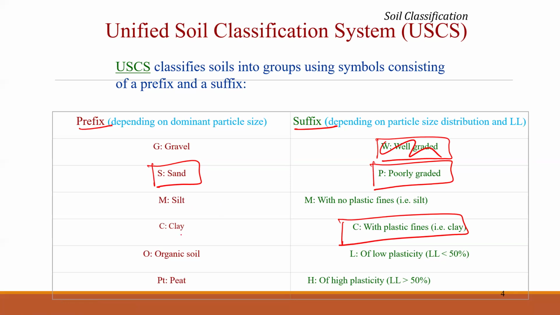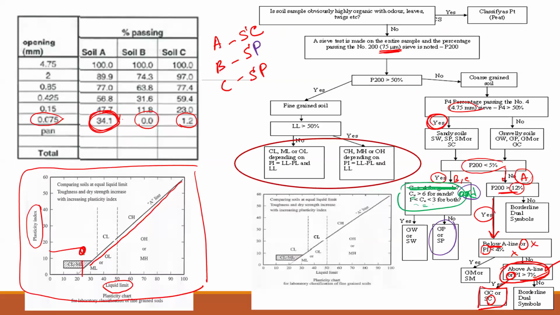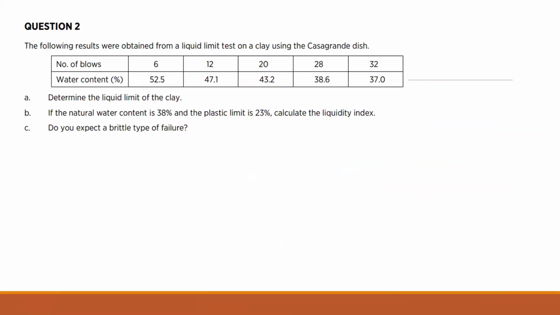So we have classified the soil according to the unified soil classification system. So are we okay with that? So that covers the whole first part. Okay, so that's good. Now let's move to the second question.